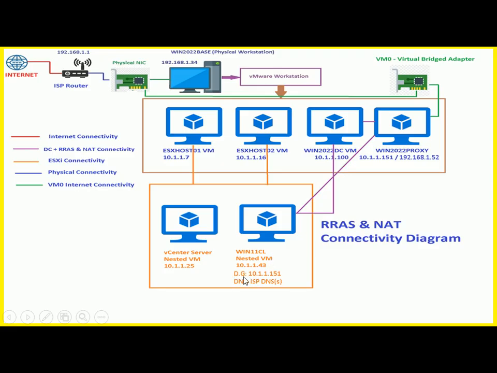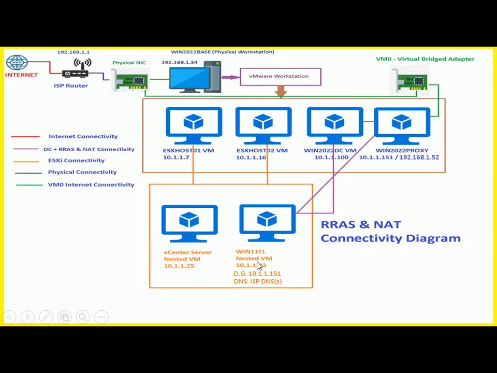I have to give the default gateway as my proxy server's local IP, 10.1.1.151. You can see over here, and for the DNS I need to give the public DNS, whichever I have with the ISP router, so that it will translate the internet traffic, or the website's host resolution. This way we are giving the RRAS and NAT connectivity to our Windows 11 CL.